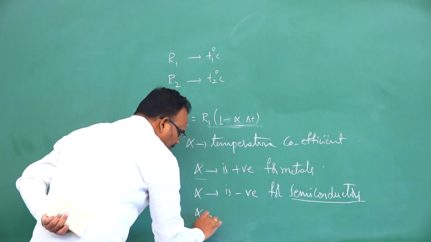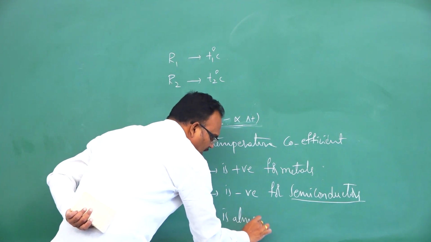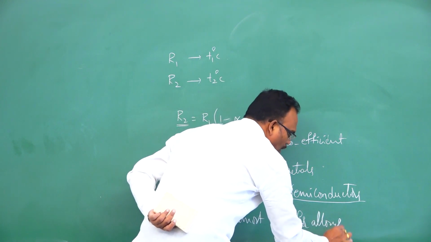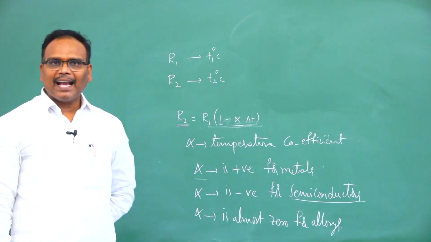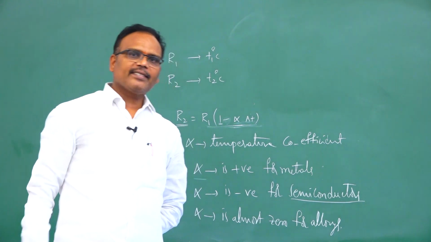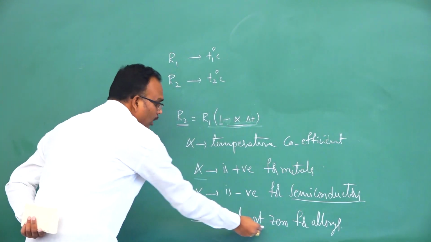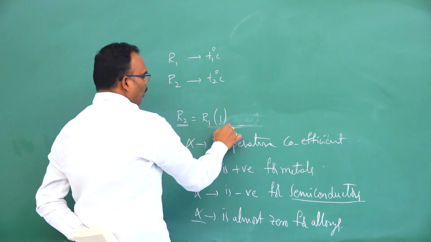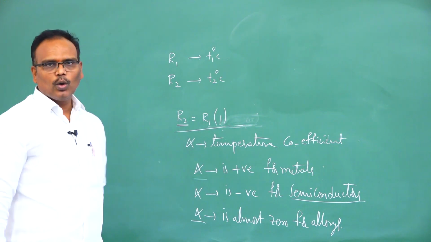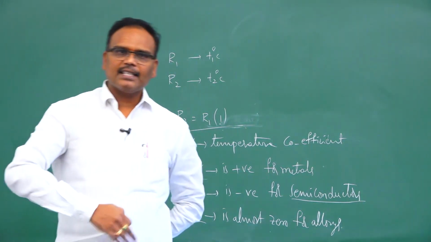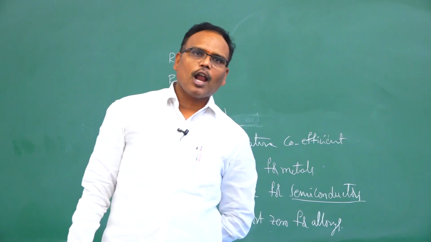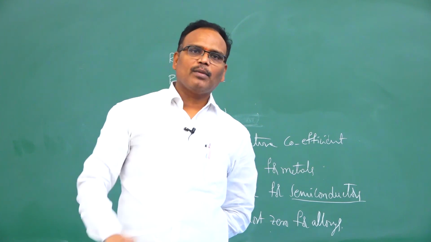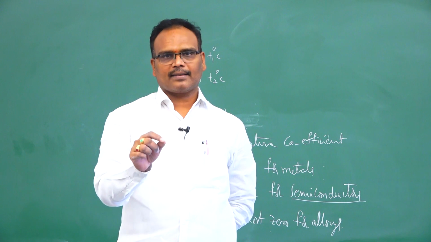And alpha is almost 0 for alloys. Alloys like constantan, manganese and nichrome. For these alloys, alpha value is almost 0. That means 0 into anything is 0, so R1 is equal to R2. That means even if temperature increases or decreases, it doesn't matter. The resistance of the alloy wire remains constant. So that's why these wires can be used as standard resistors.